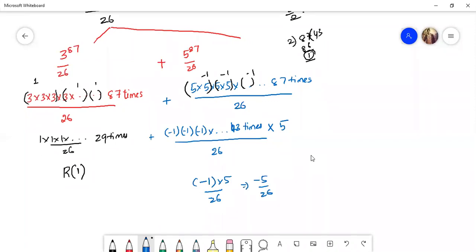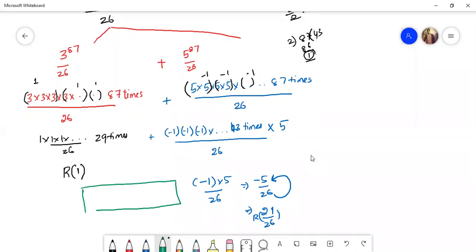Now can I say my remainder is minus 5? No, you need to convert this value. How can you convert a negative remainder into positive? Add the denominator to the numerator. So minus 5 plus 26 is 21. My final remainder in the second case is 21. Combining both, remainder 1 plus remainder 21 is 22. Is the value less than 26? Yes. So the remainder is 22 for this question.